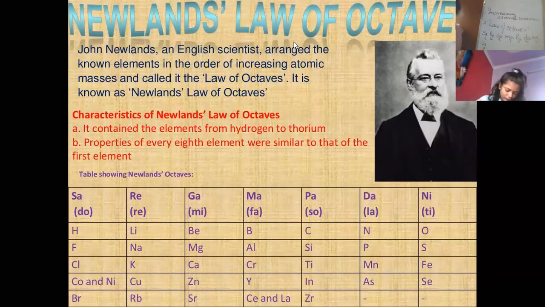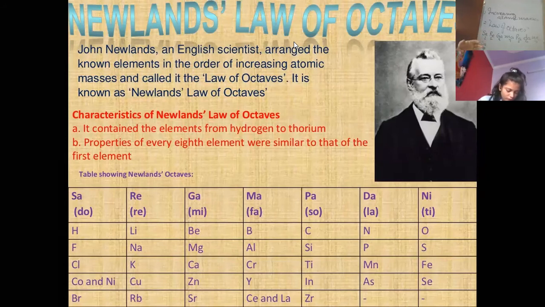He also said that all the elements must be grouped in increasing atomic mass in a horizontal manner, so that every eighth element will show the repetitive property of the first one. This is what the law of octaves suggests: when elements are arranged in horizontal rows in order of increasing atomic mass, the properties of every eighth element will be similar to those of the first one, right?